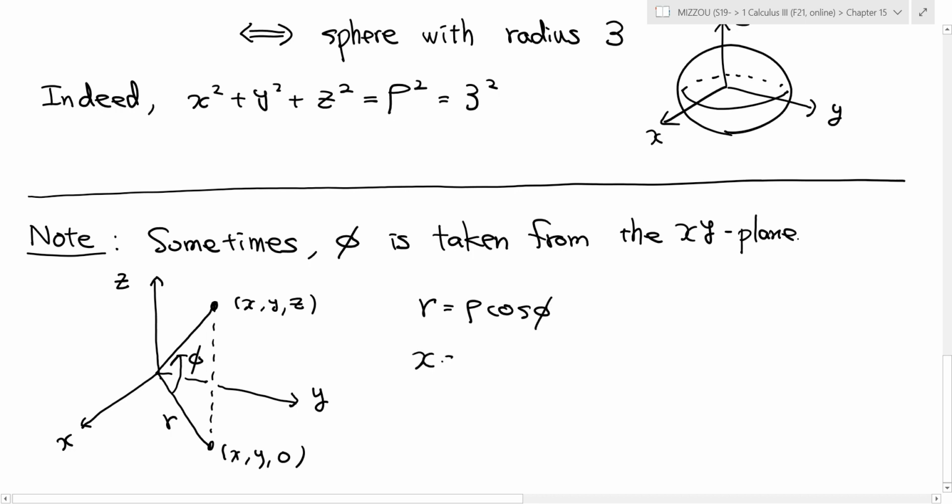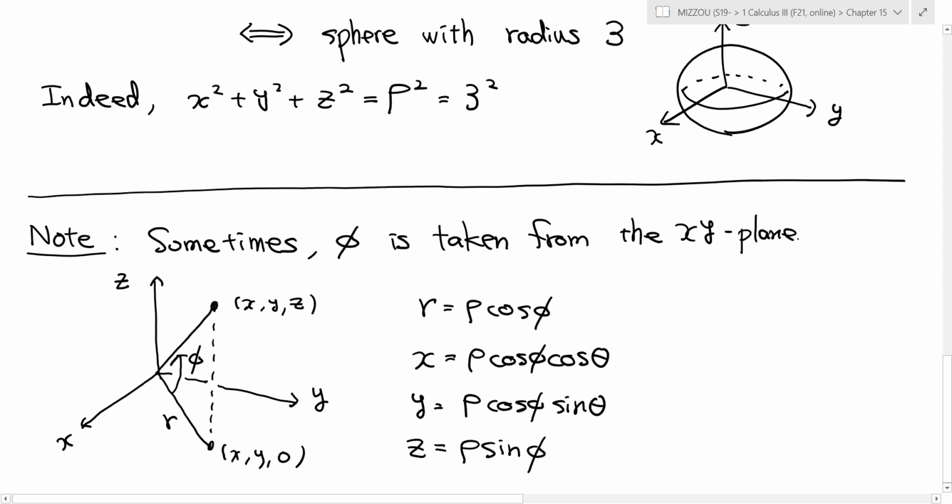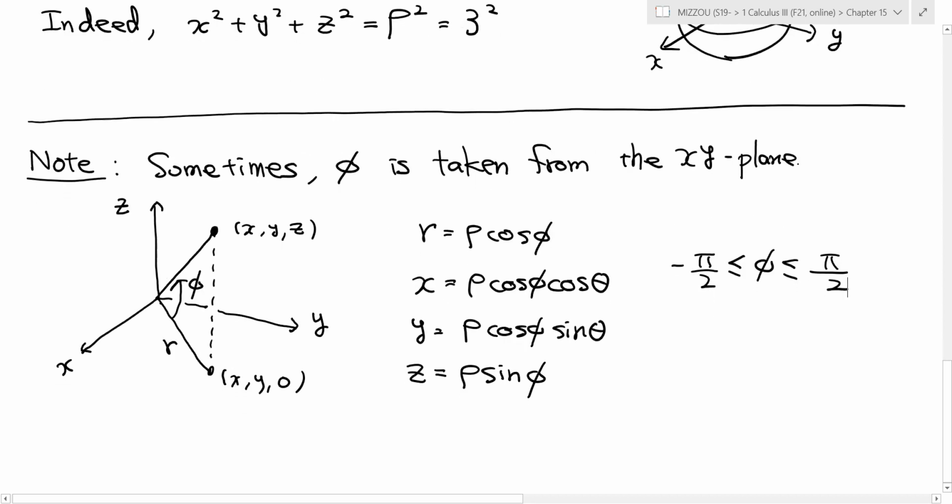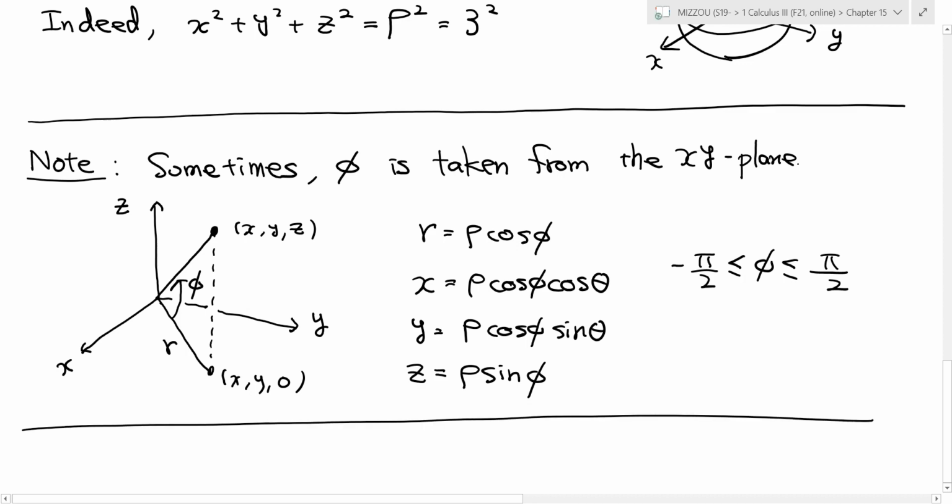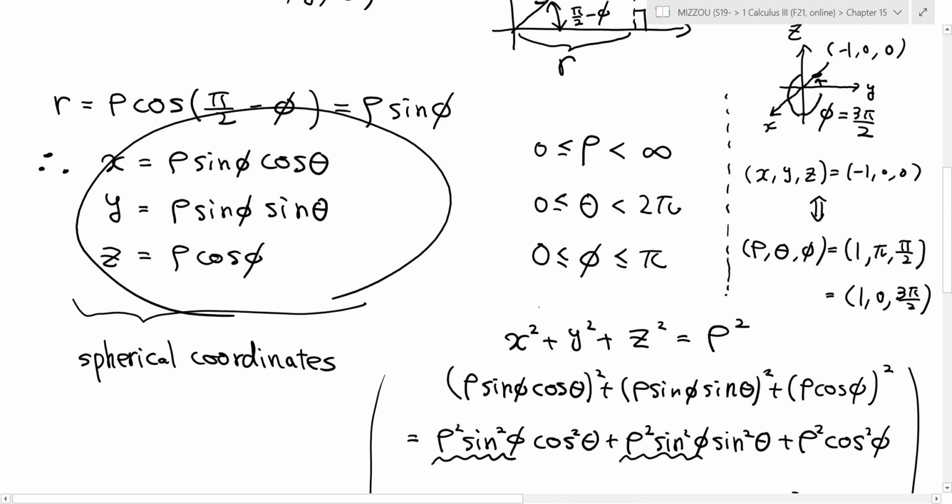And so that means x is written as rho cosine phi cosine theta. Y is equal to rho cosine phi sine theta. And then z is equal to rho sine phi. So if you take phi in this way, phi is from negative pi over 2 to pi over 2 instead of 0 to pi. So be careful if you take another class that uses spherical coordinates, which convention is used. Which one to choose is completely conventional. But in this course, we're going to stick to this convention. We're going to take phi from the z-axis.